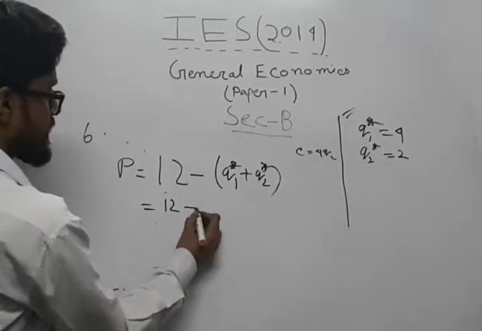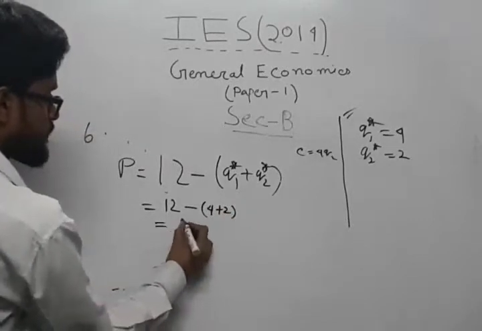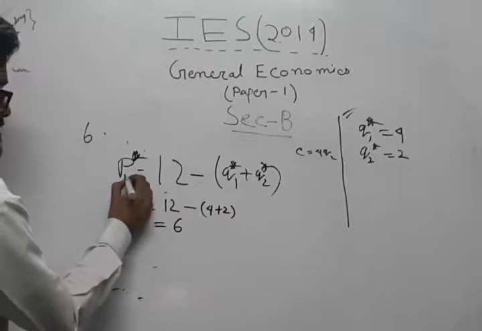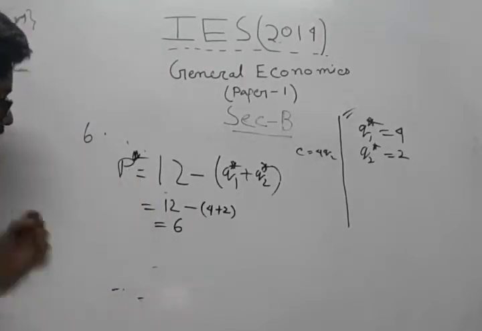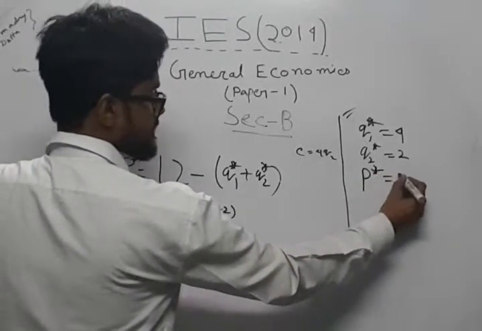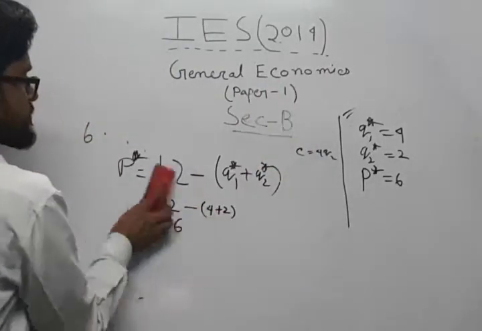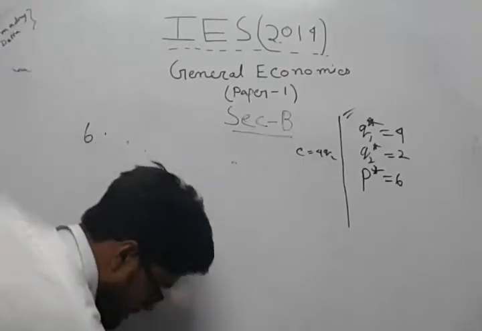Now we'll simply solve this, which will be 12 minus Q1 star, we have found it to be 4, plus 2. So we have found the value P to be equal to 6. That is P1. So the price level we have found to be 6. So we'll write down the equilibrium level of price, which is nothing but 6. Now put these three values in the profit function for firm 1 and firm 2.